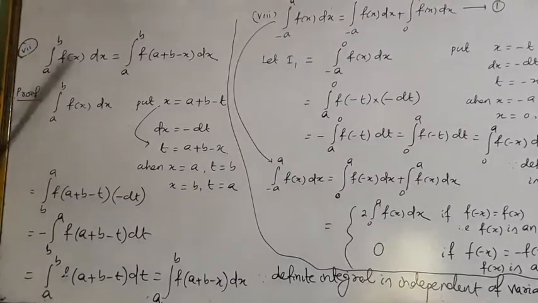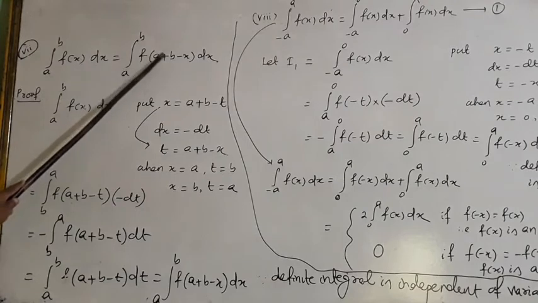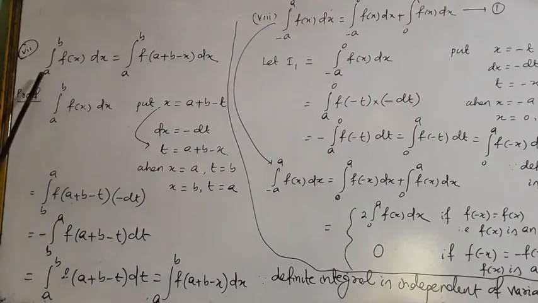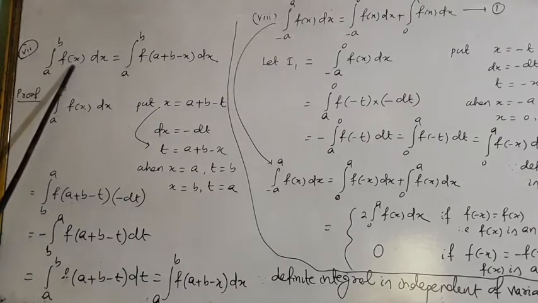Now integral a to b f(x) dx is equal to integral a to b f(a plus b minus x) dx. In place of x, you have to write a plus b minus x. This is the proof. Okay. Now look at the 8th point.